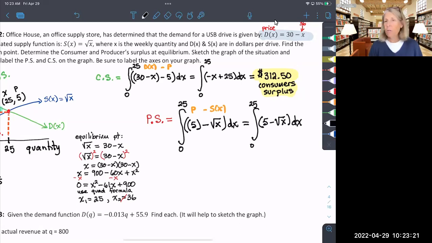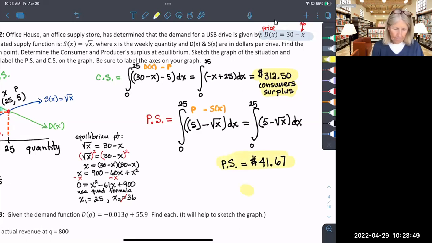Now, again, if you prefer to use the other formula, you can do that. Then your integral will just look a little different, but your final answer is going to come out the same. Okay. All right, so here's what I get for my producer's surplus. When I input this integral in my calculator, I get that the producer's surplus is $41, and because it's money, I'm going to round 67 cents. There he is. Okay, there's your producer surplus. So maybe I better spell that out in words here. So this is my producer's surplus.